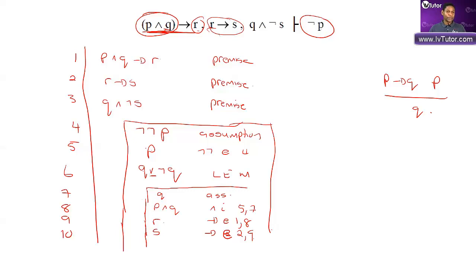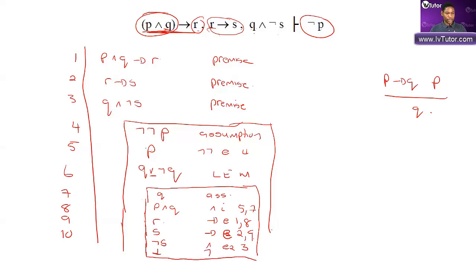And then because I've got Q and not S, I can have not S, and this is conjunction elimination, position 2. It will give me that on number 3. Then this will lead me to a contradiction.